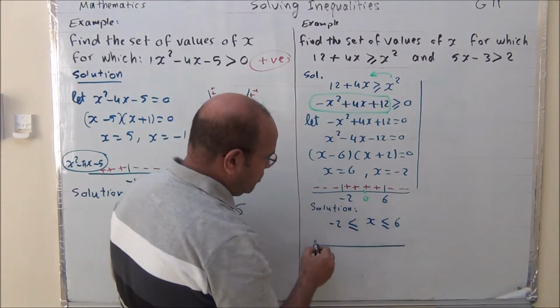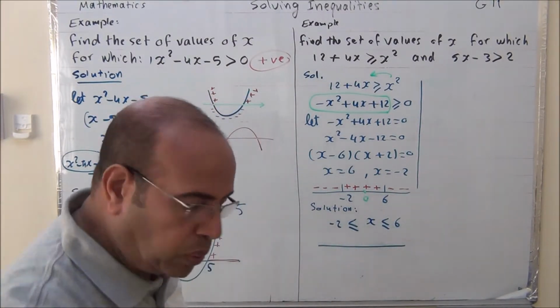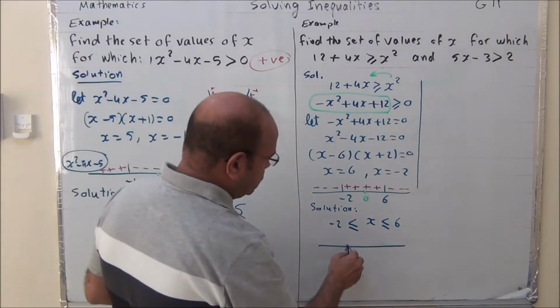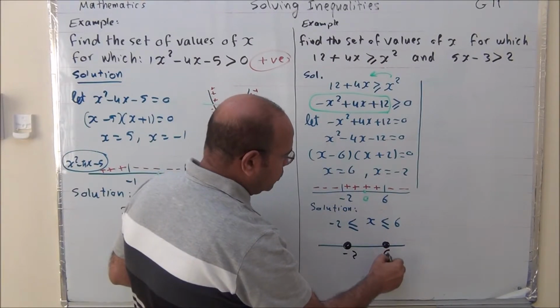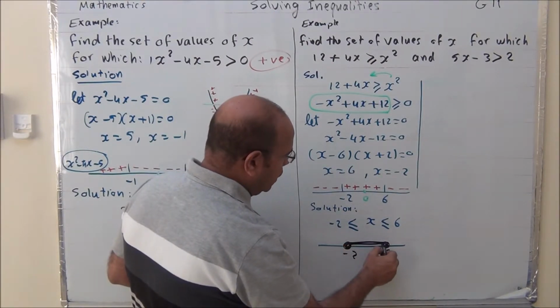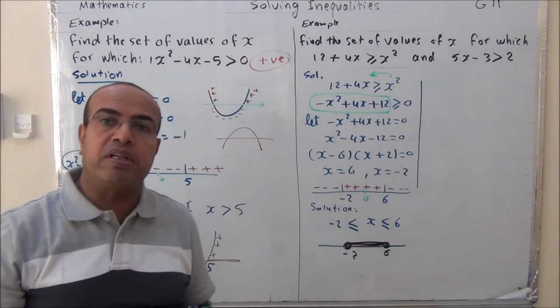By drawing the number line, we represent that solution. So -2 is closed and positive 6 is closed and all the numbers between. So this is the solution of the first inequality.